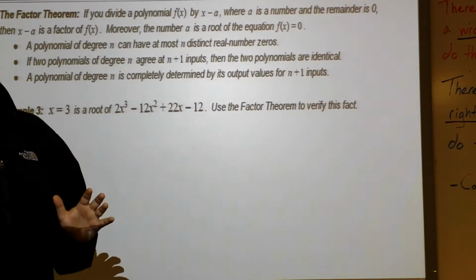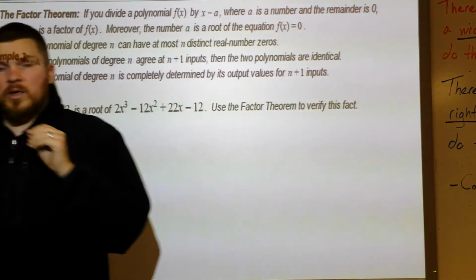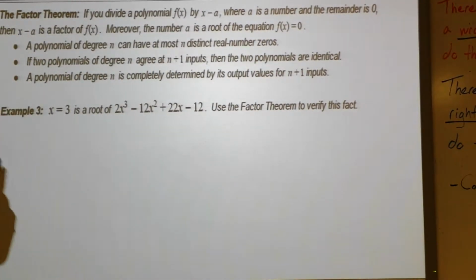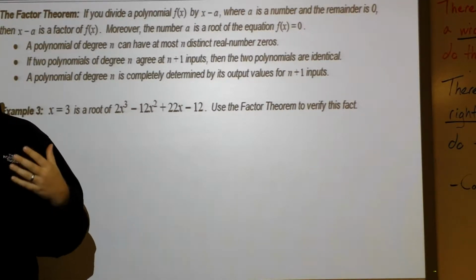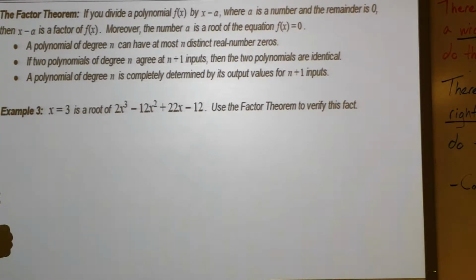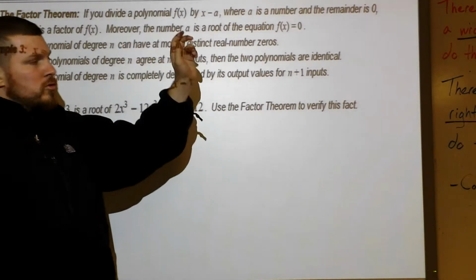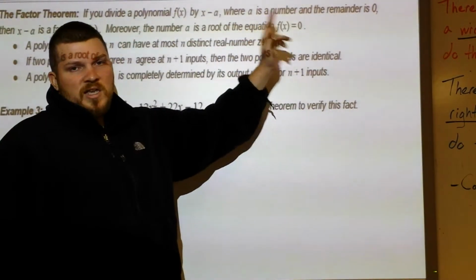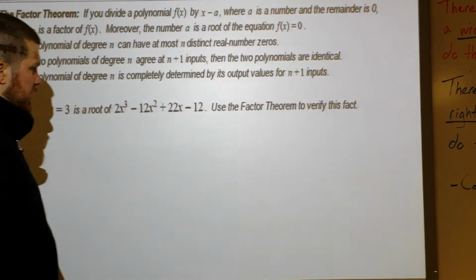Okay? So what happens here is if you divide one polynomial by some linear factor, x minus a, where a can be any number at all that you want, then the remainder has to be 0 if the factor theorem is true. And if the remainder is 0, then your divisor, x minus a, is a factor of your polynomial that was divided. That's great. And even more great is that the number a is a root of the equation f of x equals 0, where that f of x is the polynomial that got divided in the first place.